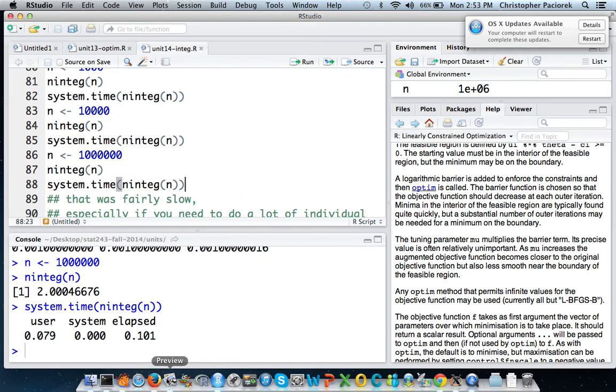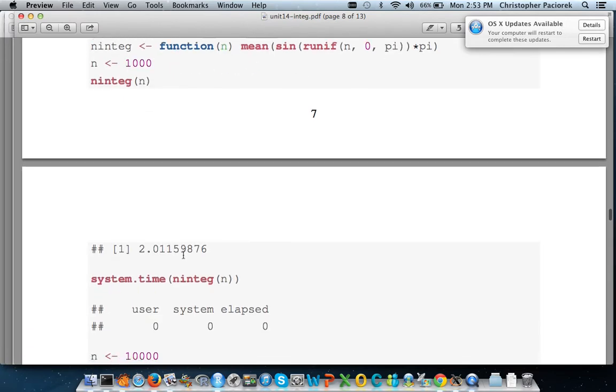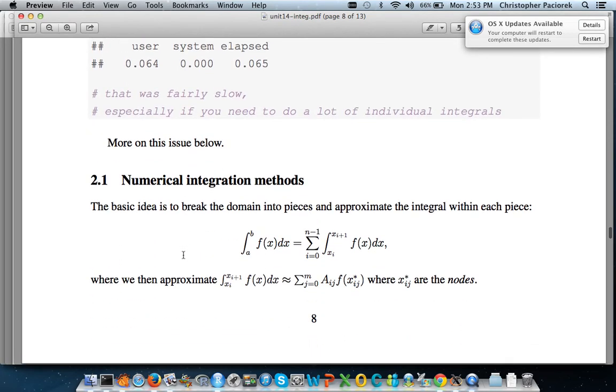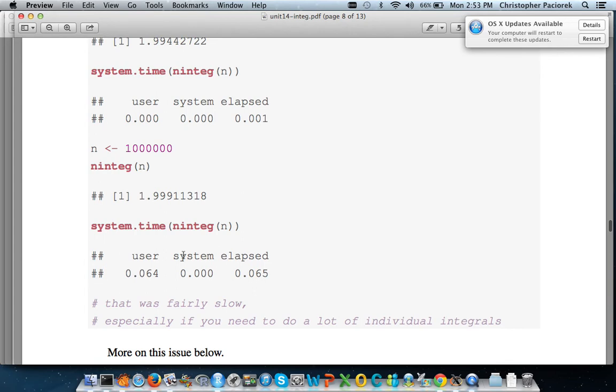So let's see what I want to say next. Okay, so that was just working through the example. Any questions about the example before I start talking about some of these quadrature methods?